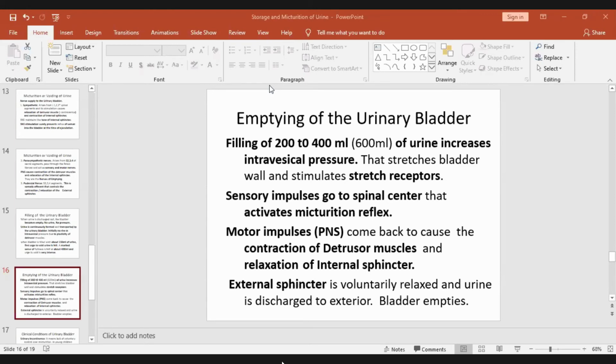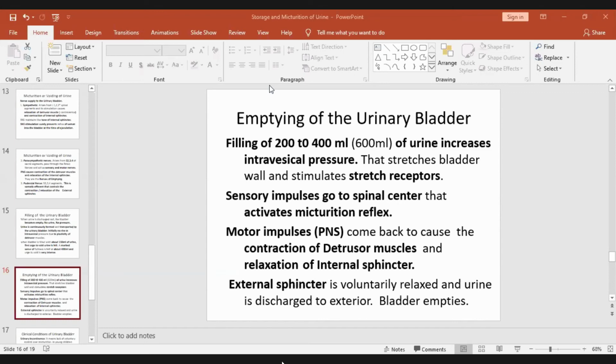From sacral segments S2, S3, S4, the impulses go to the midbrain and pons. The midbrain is responsible to cause inhibition, whereas the pontine center is responsible for facilitation. Sensory impulses activate the micturition reflex.